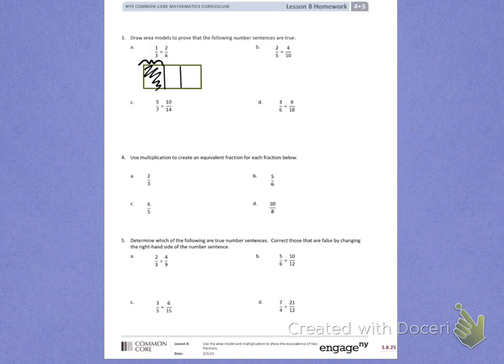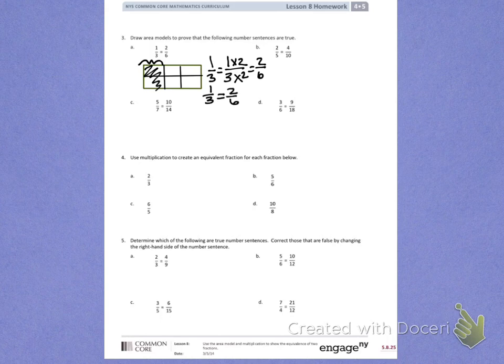So if I want 1/3, my total pieces out of 3 to become 6, that means I'm going to have to multiply it or double it, double that 3 to become 6. So now I have 6 pieces, and all I had to do was make it 2 times as big. So if I make it 2 times as big, I need to multiply the numerator by 2 and the denominator by 2. And I get 2/6. So I just used an area model to prove that 1/3 equals 2/6.